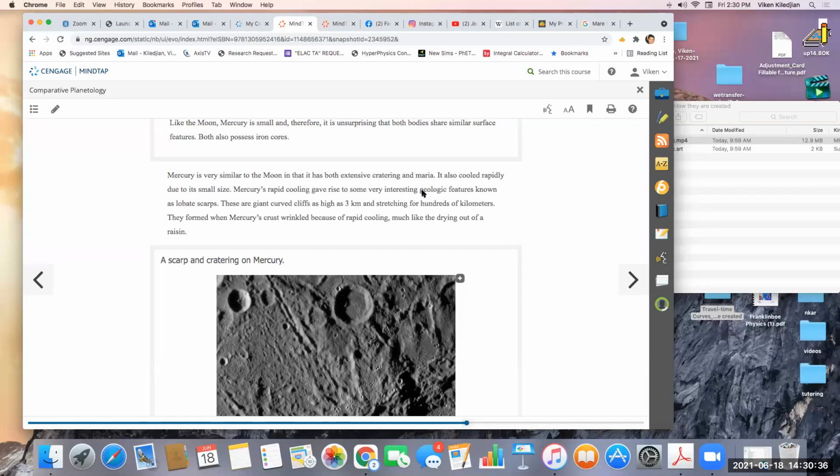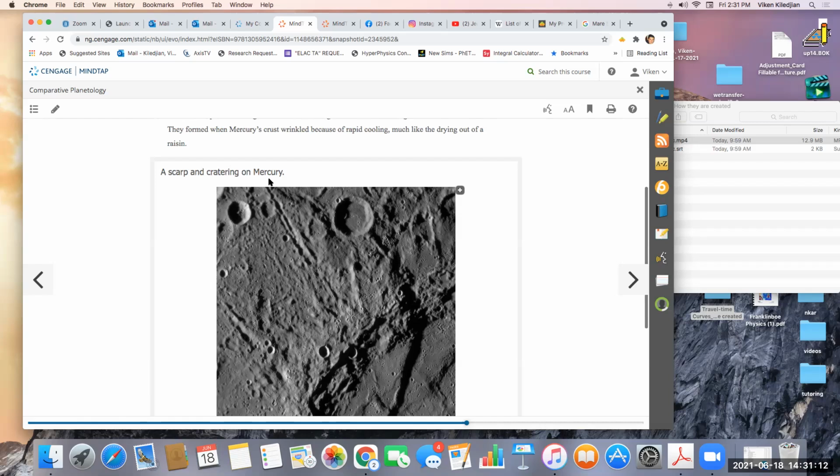Mercury's rapid cooling gave rise to some very interesting geologic features known as lobate scarps. These are giant curved cliffs as high as 3 kilometers and stretching for hundreds of kilometers. So 3 kilometers is actually pretty high. That's like 1.5 miles, so that's about a good 7,000 feet. That's how high the lobate scarp is. They form when Mercury's crust wrinkled because of rapid cooling, much like the drying out of a raisin.